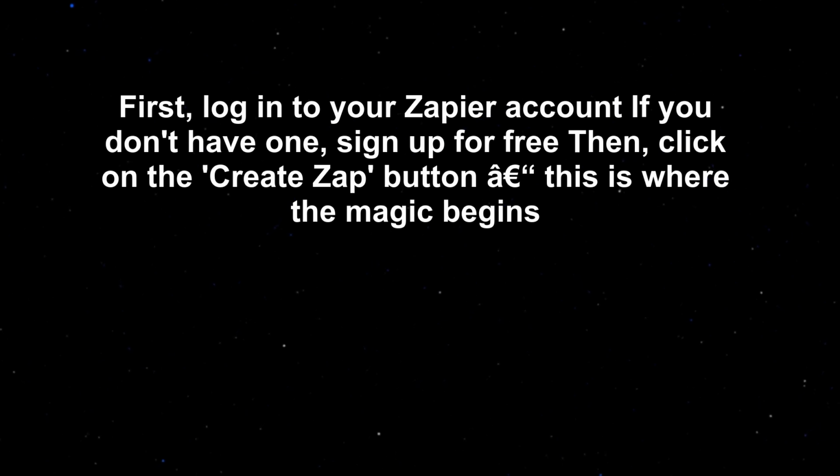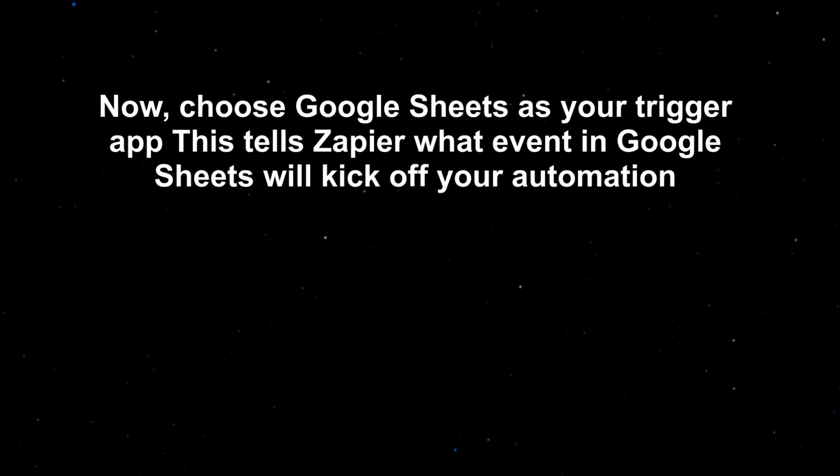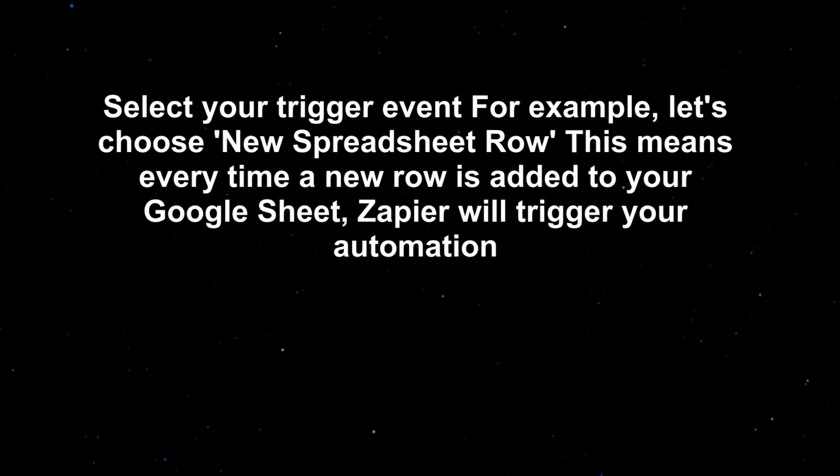Click on the Create Zap button. This is where the magic begins. Now, choose Google Sheets. It's your trigger app. This tells Zapier what event in Google Sheets will kick off your automation. Select your trigger event. For example, let's choose New Spreadsheet Row. This means every time a new row is added to your Google Sheet, Zapier will trigger your automation.